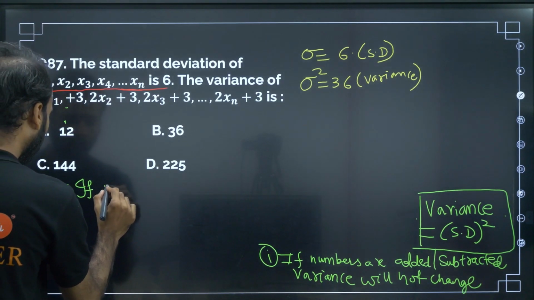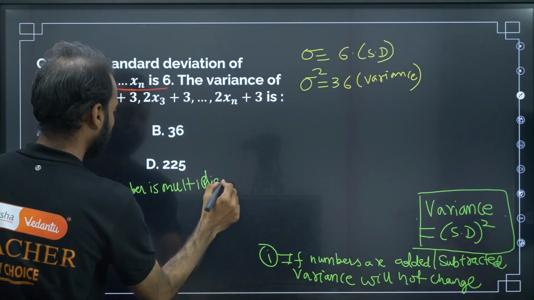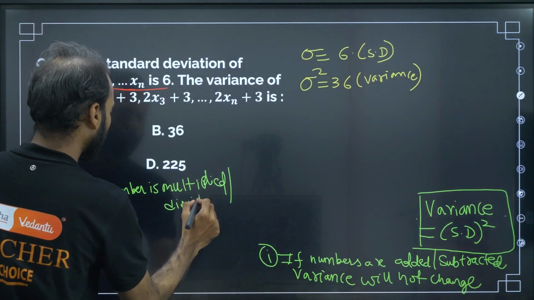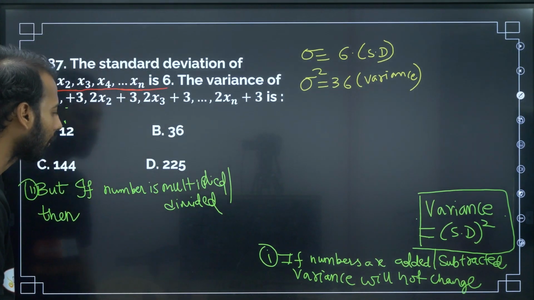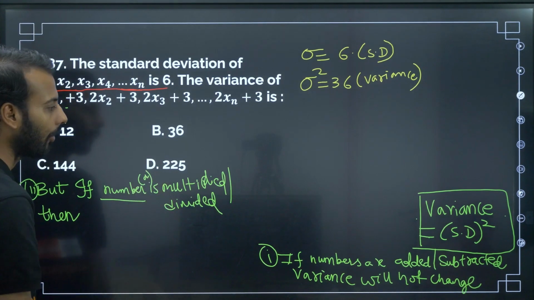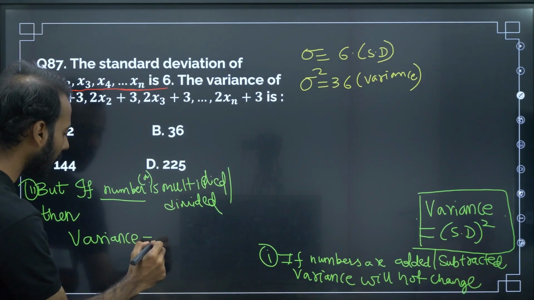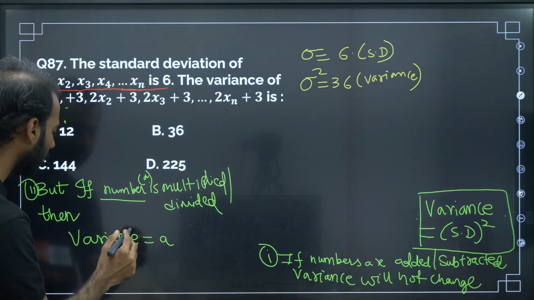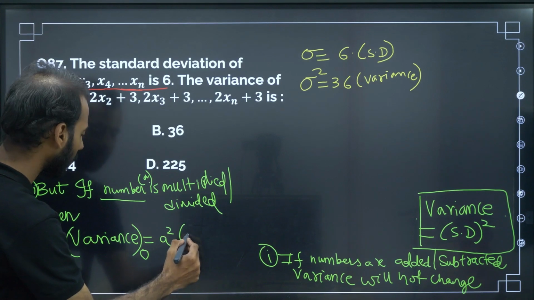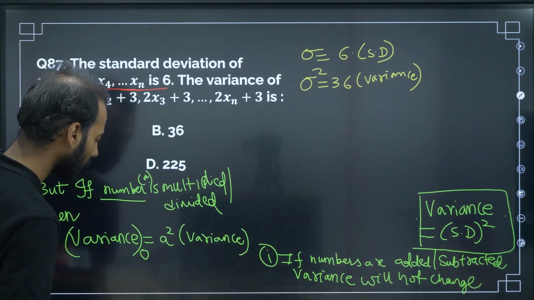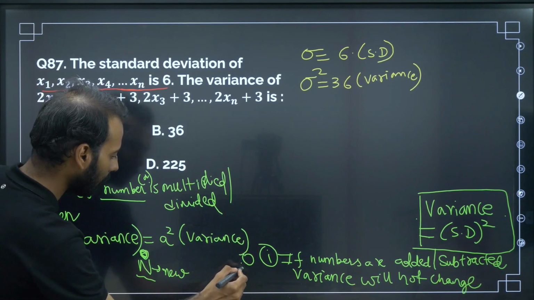But if a number is multiplied or divided, let me say a is the number multiplied or divided, then we are going to get variance old is equal to a square times of new variance. This n means new, this o means old.